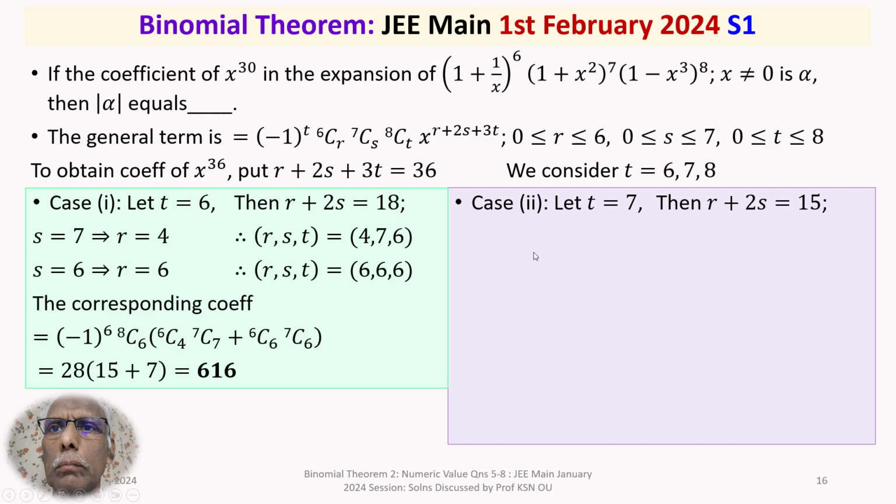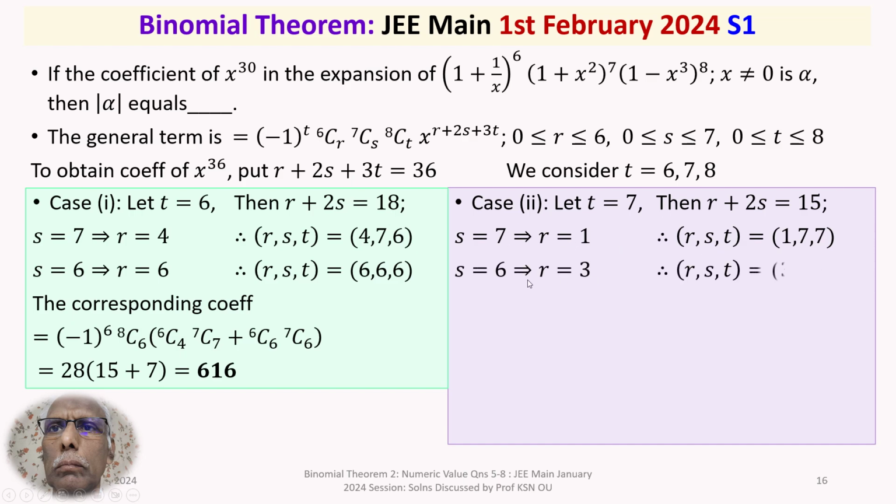Then you will get 7 3s are 21. 36 minus 21 is 15. r plus 2s is 15. Take the highest value of s. s is equal to 7. If you take s is equal to 7, r is 1. r, s, t will be 1, 7, 7. Now s is equal to 6. Then r will be 3. 3, 6, 7. Now s is equal to 5. r is equal to 5. So it will be 5, 5, 7.